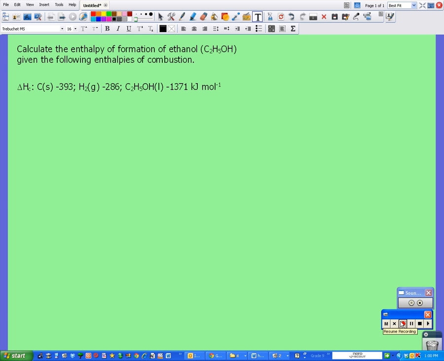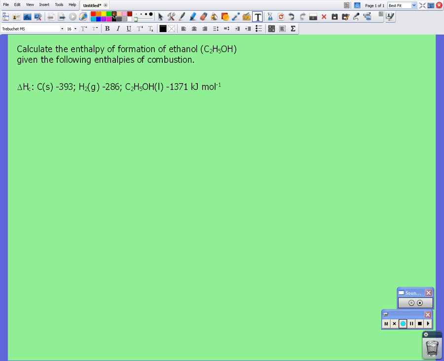Okay, here we are again with some more Hess's law questions, and this time we're asked to find the enthalpy change of formation, or the enthalpy of formation of ethanol, given some enthalpies of combustion. If you remember, Hess's law is really good for finding out enthalpy changes which are incredibly difficult, or if not impossible, to find in a lab.